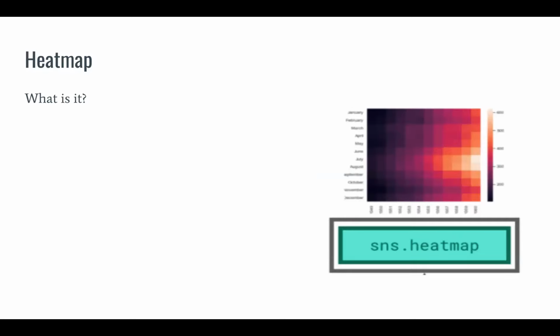So what is a heat map? Basically, a heat map is a chart that uses color to represent the data in a matrix format. The rows and columns of the matrix represent different categories, and the color of each cell represents the value of the data. Heat maps are commonly used to visualize large amounts of data and to identify patterns and trends in the data. How can you interpret a heat map?